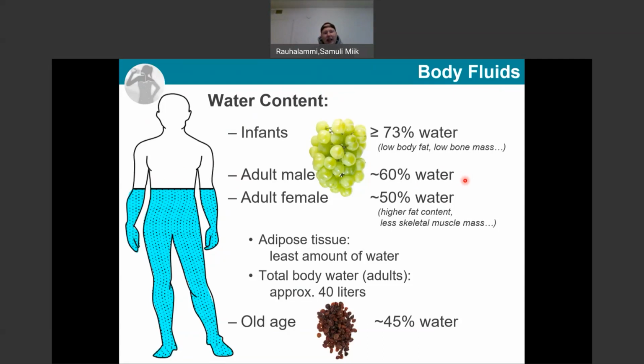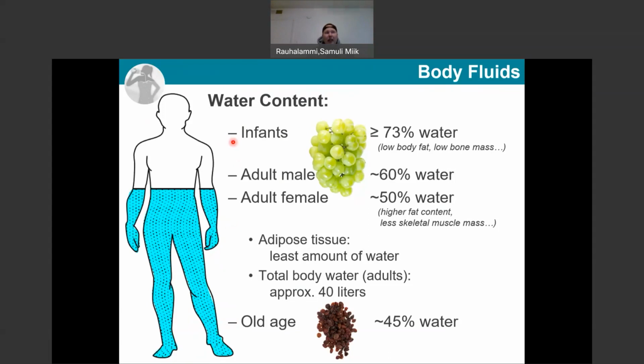Another interesting thing that I find kind of fascinating is that infants, newborns, babies, they have a little more water in their body than when you look at the old age, where the water content drops. This is really to be explained, especially in the case of the infants, by the low body fat percent and low bone mass and things like that. So there's a lot more to the story.